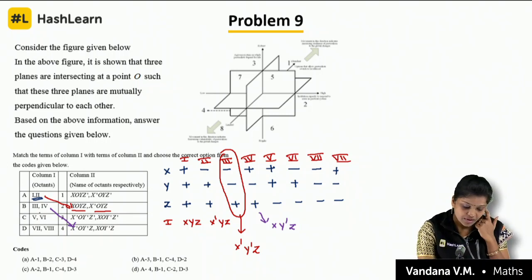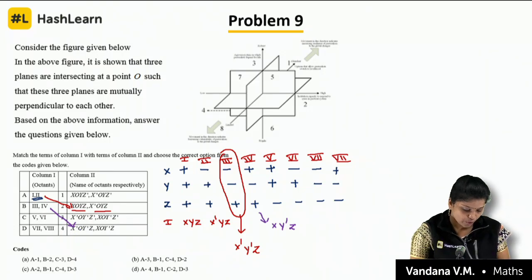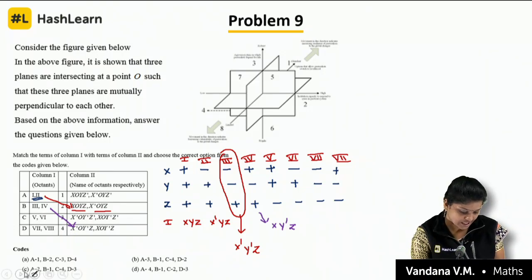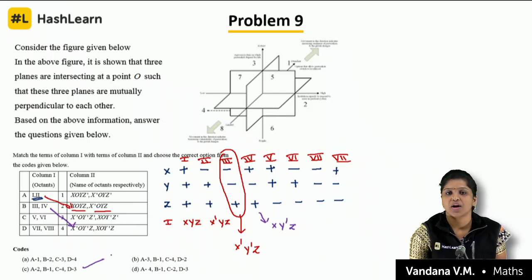Now see, so B is 4. So which option will be correct? Yes, Arshad Khan, correct. So option C is correct. Now you understood, right, how to represent the octant. Okay, next.